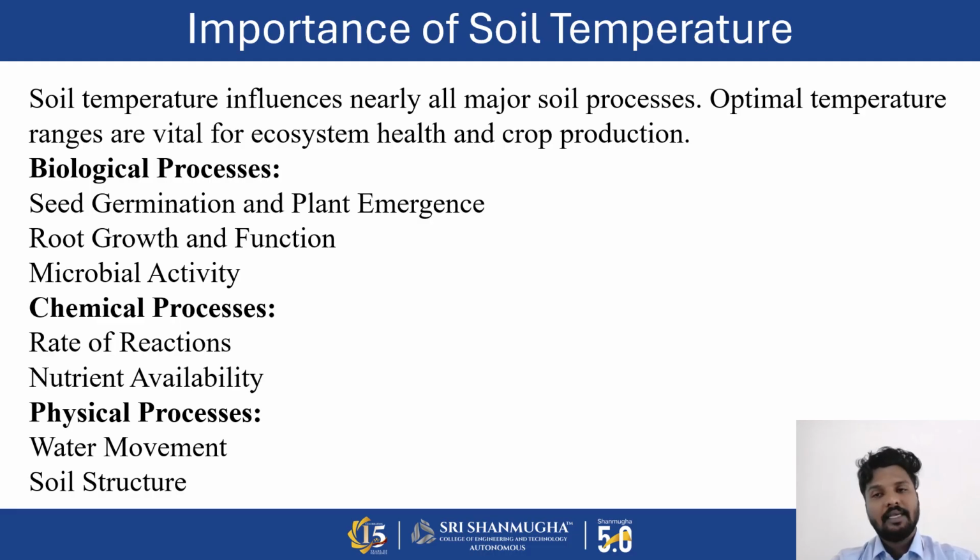For example, maize seeds require 25 degrees Celsius to grow the root from the seed, while wheat needs around 15 to 27 degrees Celsius for seed germination. The soil temperature should be balanced in the land to help seed germination. The second one is root growth and function. Temperature affects root elongation and branching and their ability to absorb water and nutrients.